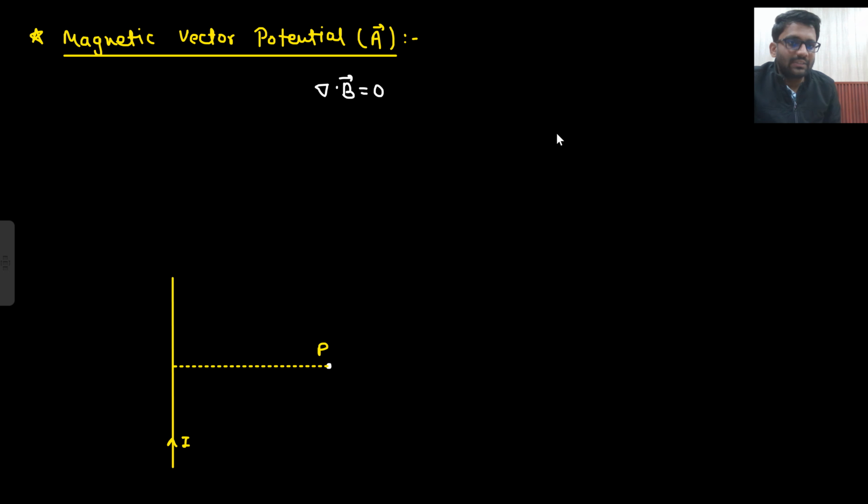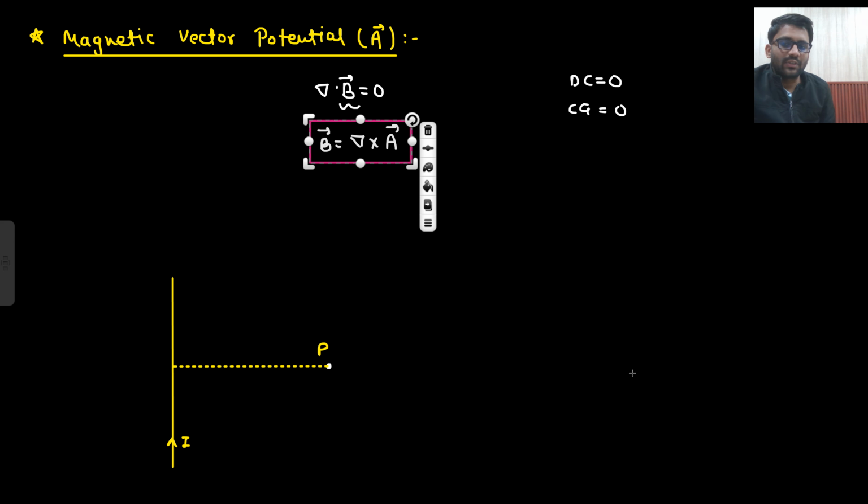So if the divergence is 0, we know two things: divergence of curl is 0, and curl of gradient is 0. Divergence of curl is 0. That means B has to be the curl of something. And what is that? That is your magnetic vector potential. So B is the curl of the magnetic vector potential: B is equal to del cross A.